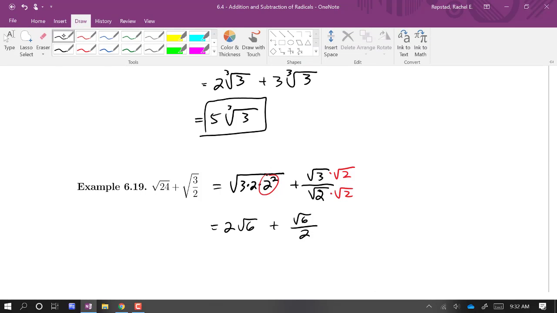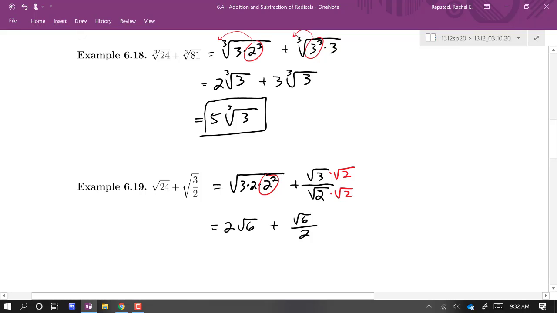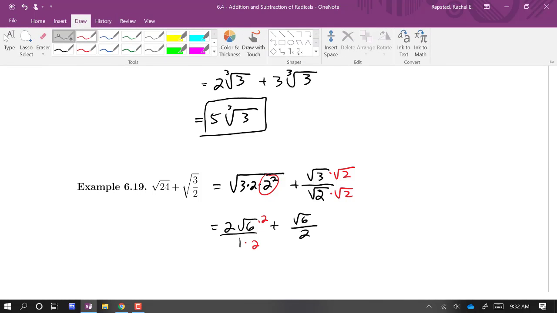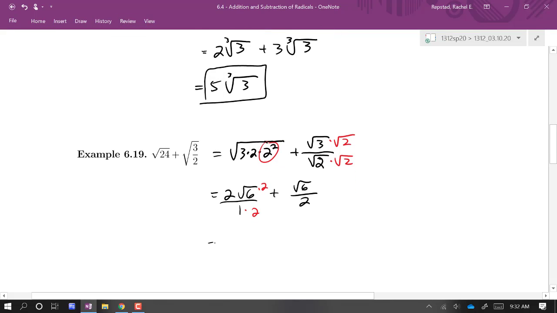And I guess there's a couple different ways you could think about this. I'm going to just deal first with the fraction. So like this 2 root 6 is 2 root 6 over 1, and I'm just going to get a common denominator. So now we have a common denominator of 2. We have 4 root 6 plus root 6, or 5 root 6 over 2.